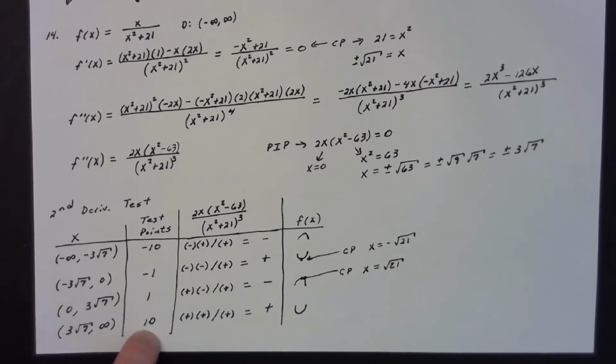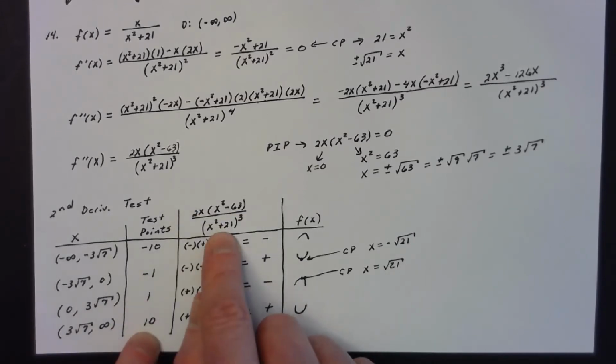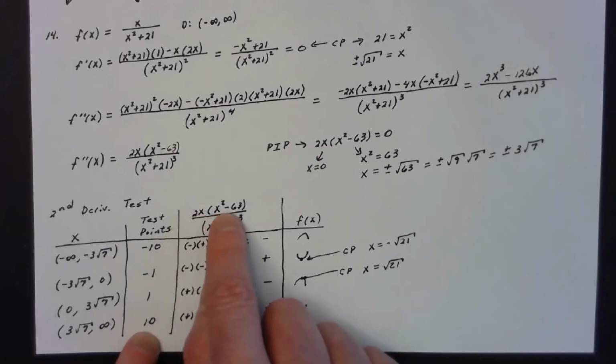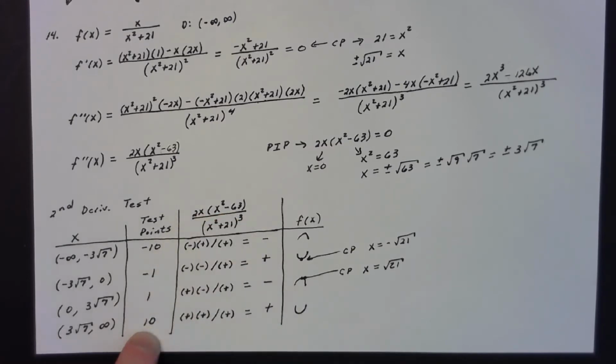Lastly, when I plug in the 10, you can see every single factor would be positive. You'd have a positive 20 times a positive 37 over a positive denominator. We're positive that the second derivative is positive in that region. Whenever that's the case, your original function is concave up in that region.